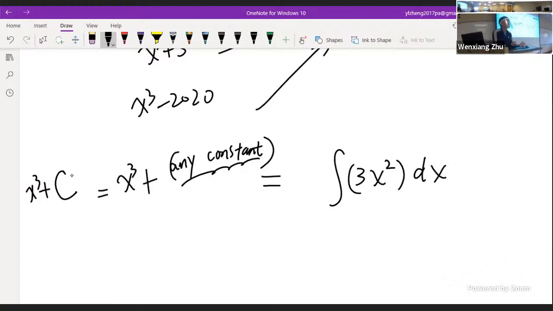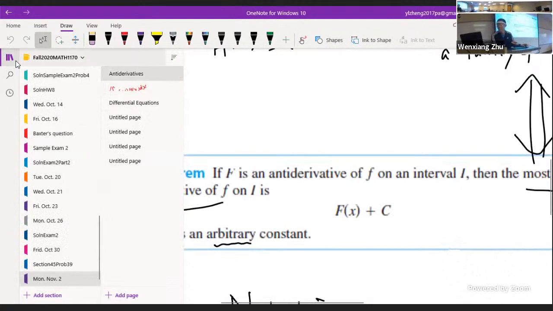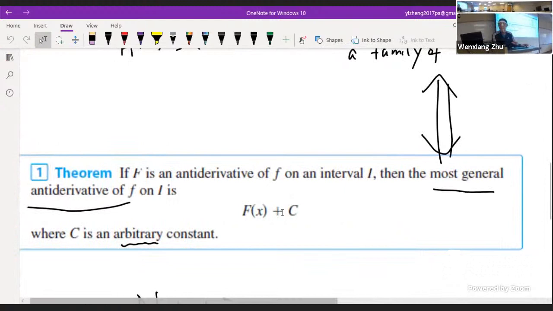Make sense? So when you do the antiderivatives, and that's why I said it on the first page, because of this theorem, you always add a constant c. Find one antiderivative, that's only one member of that family. You add any arbitrary constant, you're generating all of the antiderivatives. The antiderivative is not unique, it's infinitely many. That's a very good question.